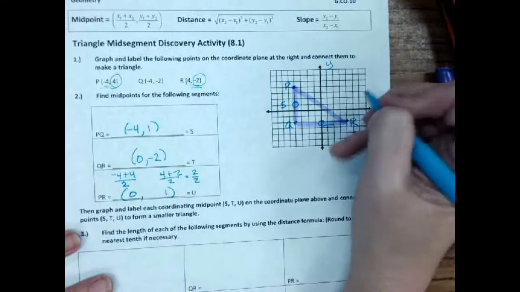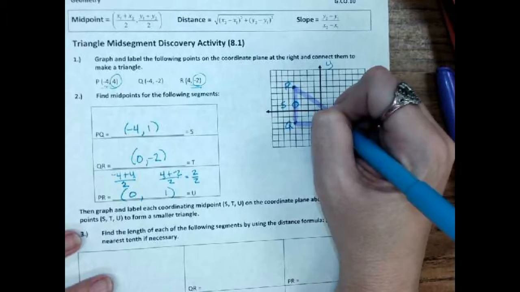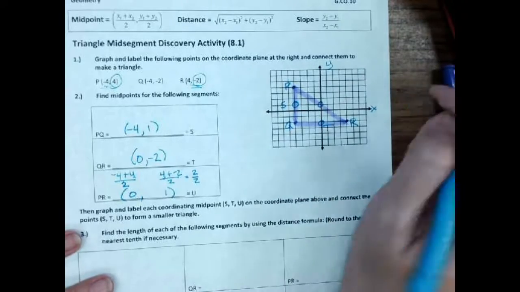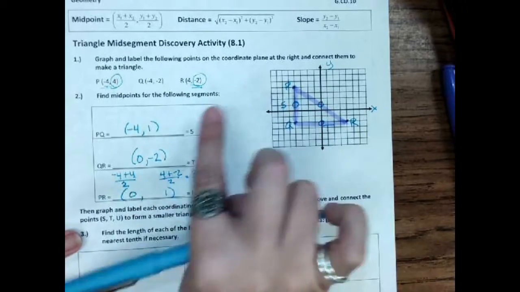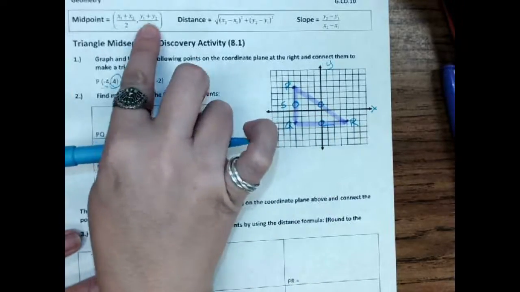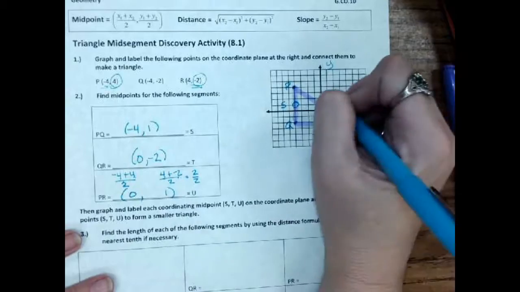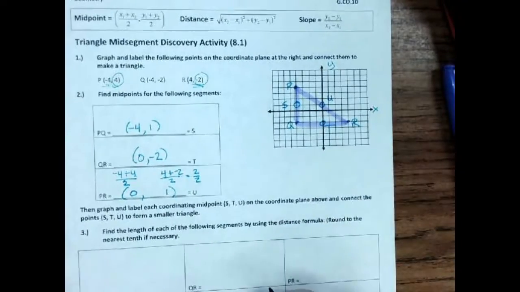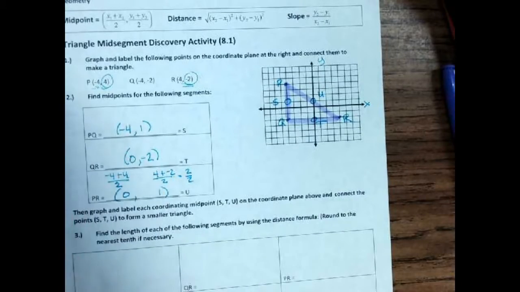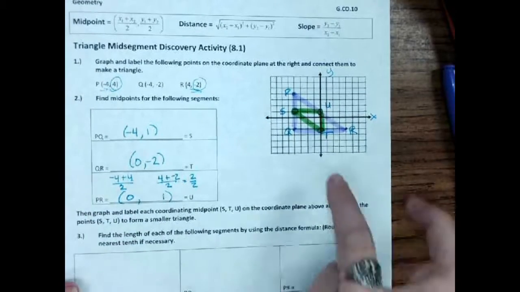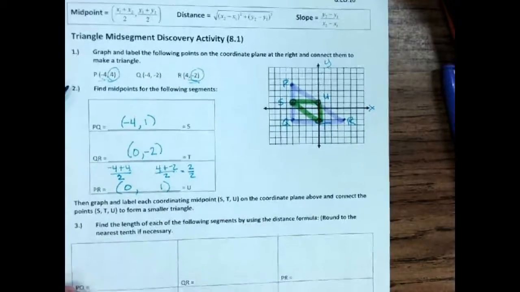Let's see where that puts our point. It puts it at 0 and 1 right there. And if you look at this, this does in fact look like it's in the middle. So I use the formula just to remind you how that formula up there works, and it's at 0, 1, and we're going to label that U. Then it says, then graph these and label them, and connect them to form a triangle. So I went ahead and connected those three to make another little triangle there.